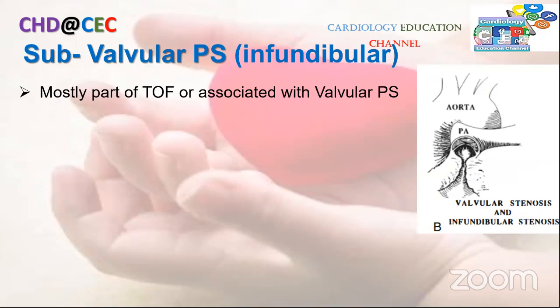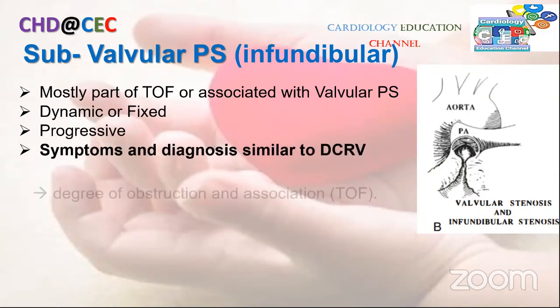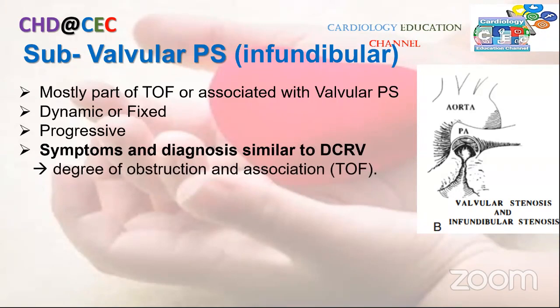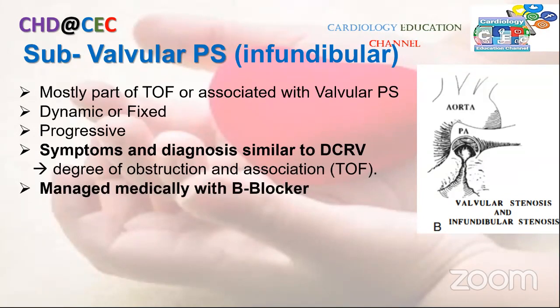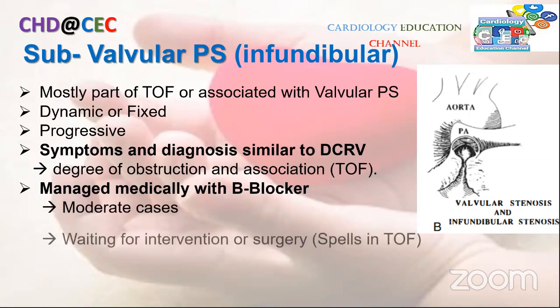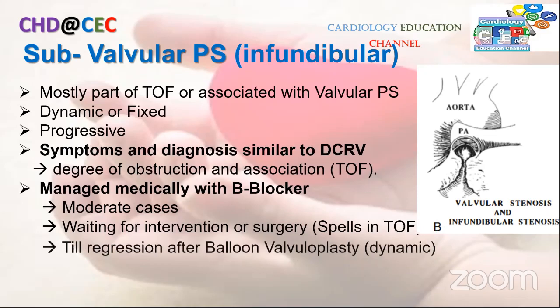Sometimes it is dynamic, sometimes it's fixed. It is progressive also. Symptoms and diagnosis are similar to DCRV. If you have an isolated infundibular stenosis, which is very rare, the symptoms depend on the degree of obstruction. Sometimes it is managed medically with a beta blocker in moderate cases, while waiting for intervention or surgery, like spells in Fallot or moderate pulmonary stenosis with some infundibular stenosis.